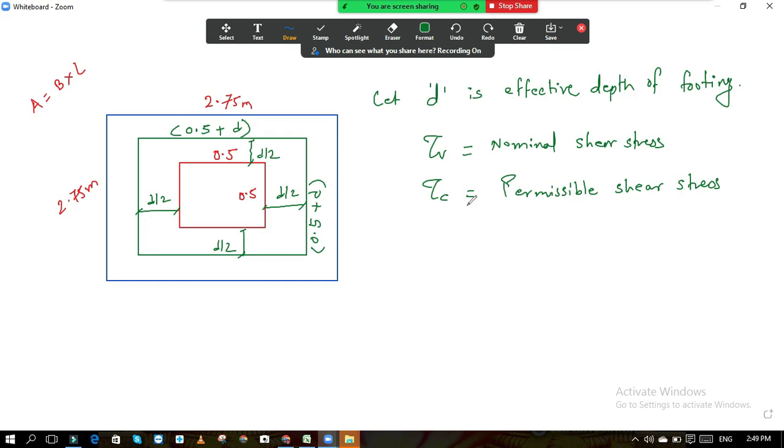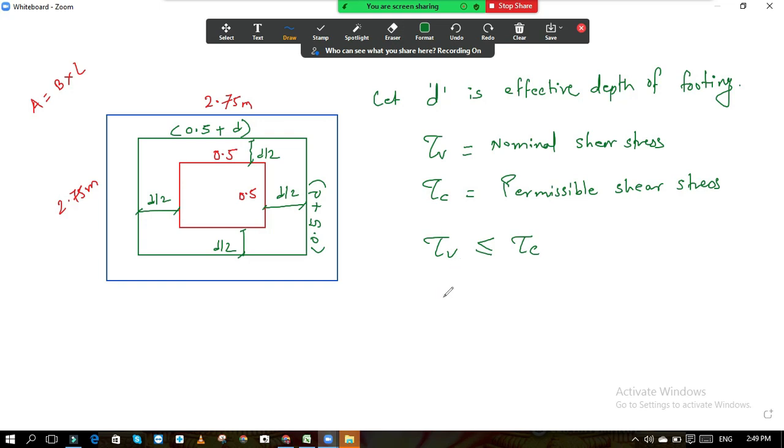So what is the condition? Your tau v should be less than or equal to tau c. Then and only then it is safe. When will the footing be safe? When your nominal shear stress is less than the permissible shear stress, or equal to the permissible shear stress, then and only then it is safe.